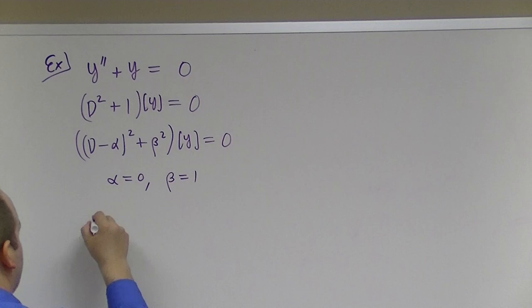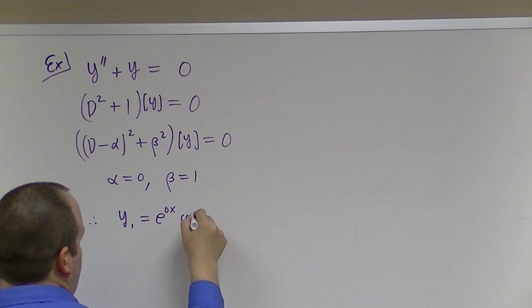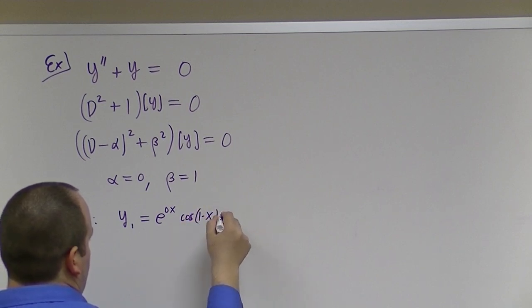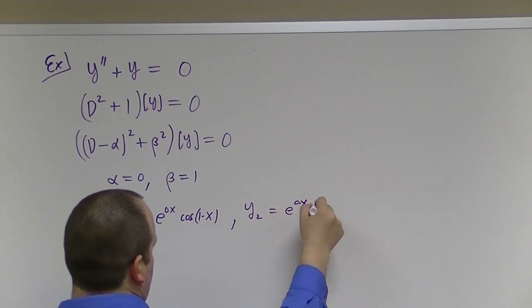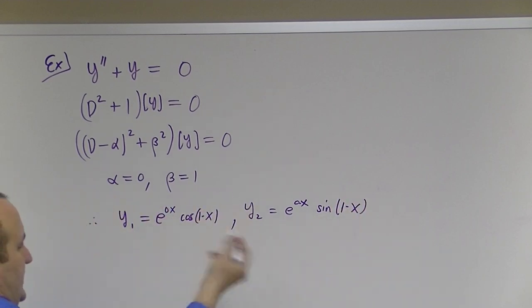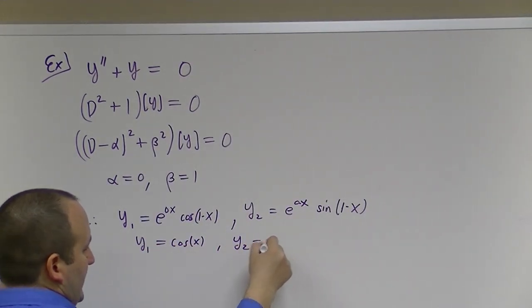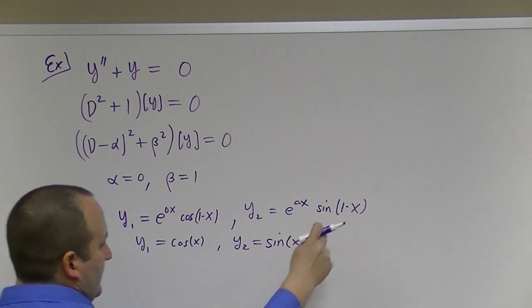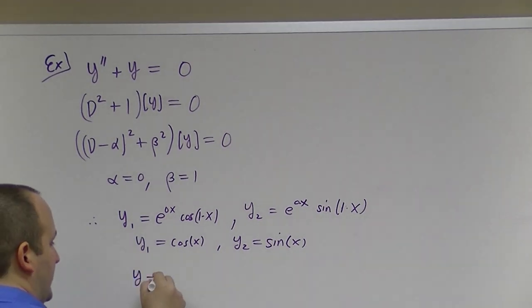So therefore, y1 is equal to e to the 0x cosine of 1 times x, right? And my y2 is e to the 0 times x sine of 1 times x. Of course, y1 is cosine x, and y2 is sine x, right? As I just pulled from thin air at the start earlier today. Those are the fundamental solutions. Put them together, you get the general solution, right?